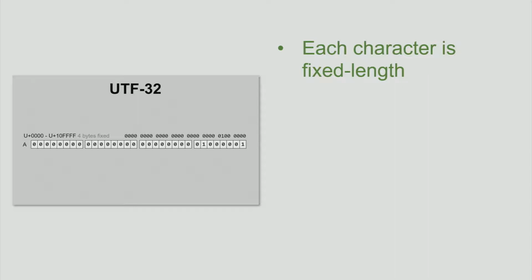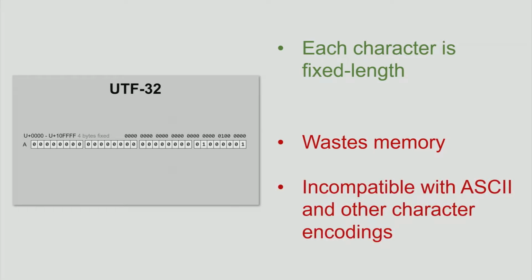UTF-32, one advantage is that we can use 4 bytes, and then it's always 4 bytes. But the downside is that it wastes memory, like 4 bytes for every character. I'm not going to do that. But this is faster because you know how many bytes you have for individual characters, and it's also not compatible with ASCII.